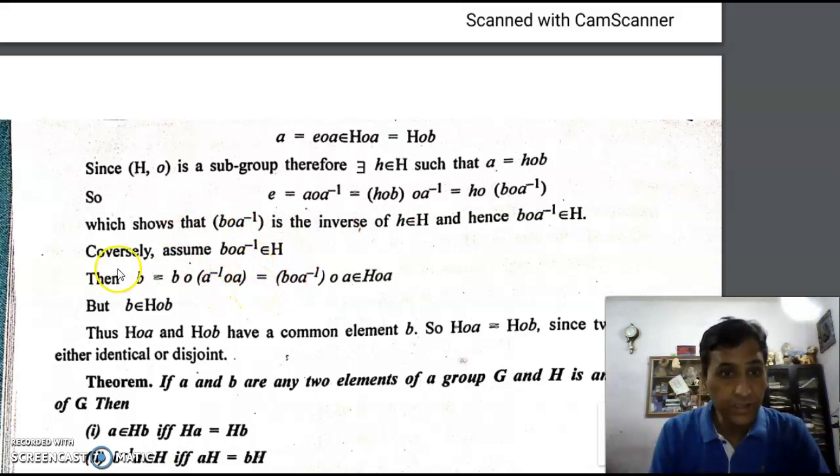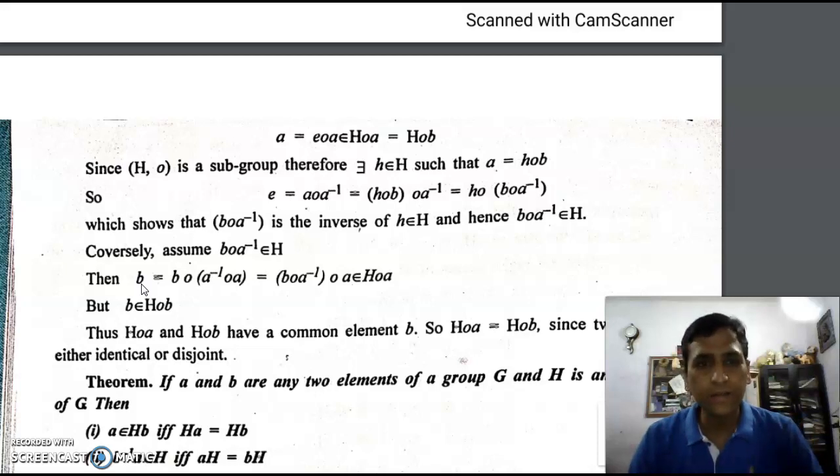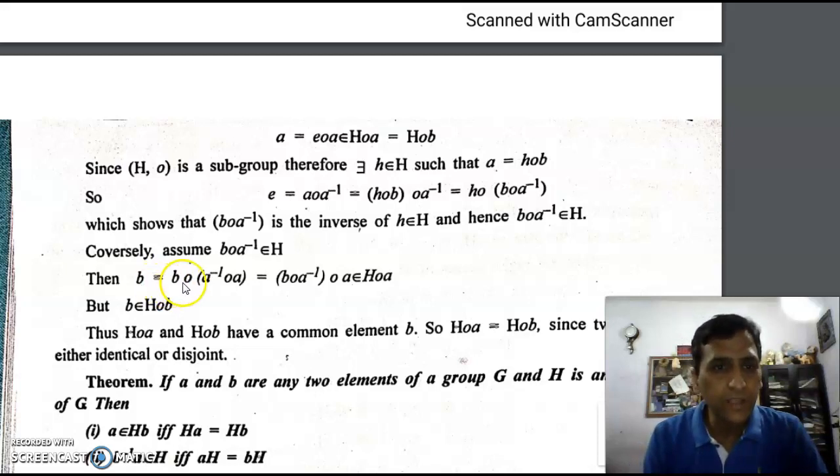Okay. Conversely, we assume B composition A inverse belongs to H. Then I can write this. We are just manipulating with the elements of the subgroup. Then I write B as B composition A inverse A, because A inverse A is identity. Then I use this associative property here. Then it becomes this, and B composition A inverse belongs to H. It is given. It belongs to H, so it belongs to HA. But B belongs to HB.